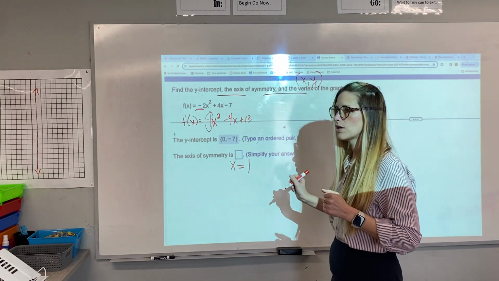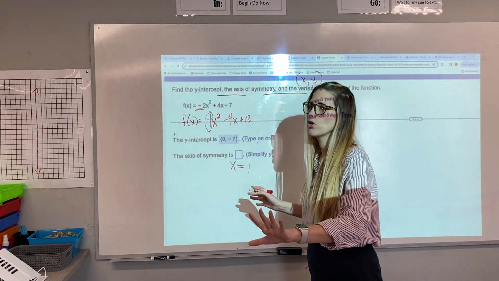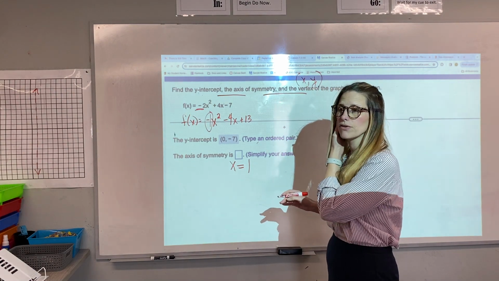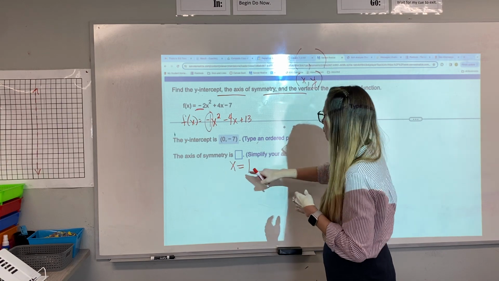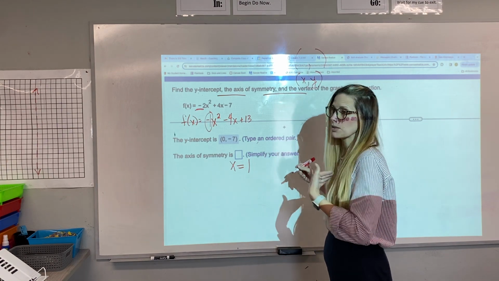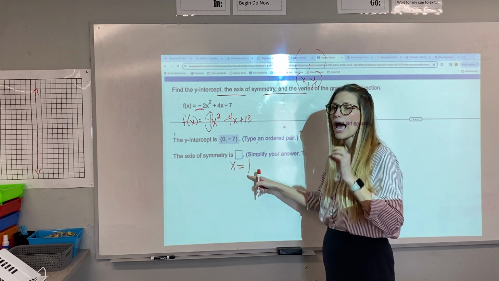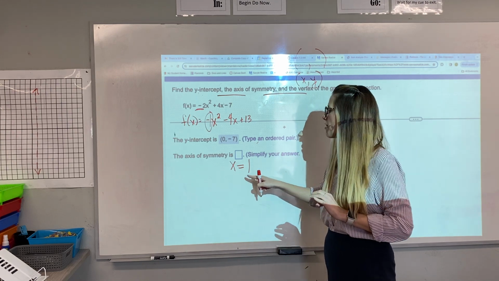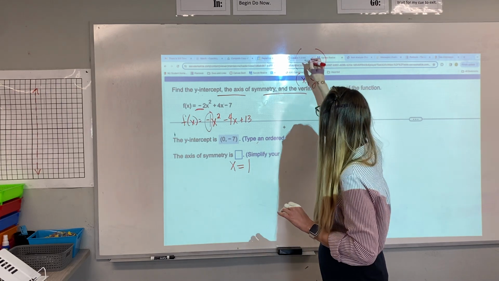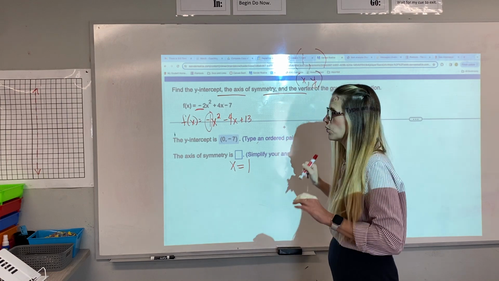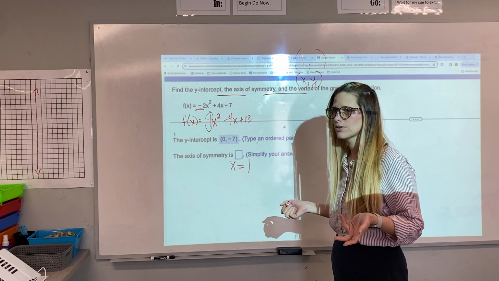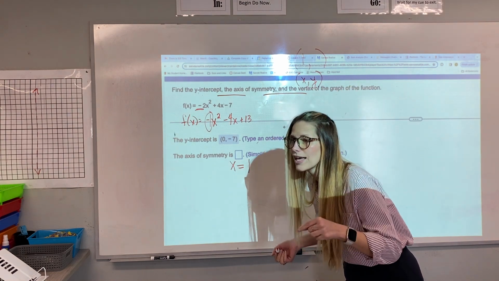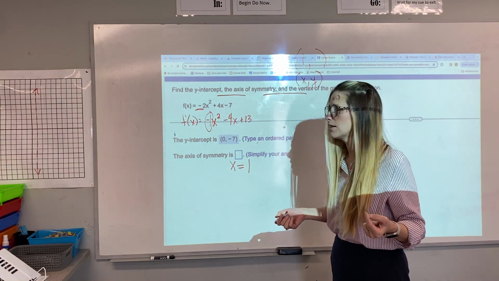So it's one, something. We don't know what the y is yet. We have to solve. The vertex is going to be, for me, because that was my axis of symmetry, whatever your axis of symmetry is, that's going to be the x value of your vertex. How do we find the y value if we know an x value?